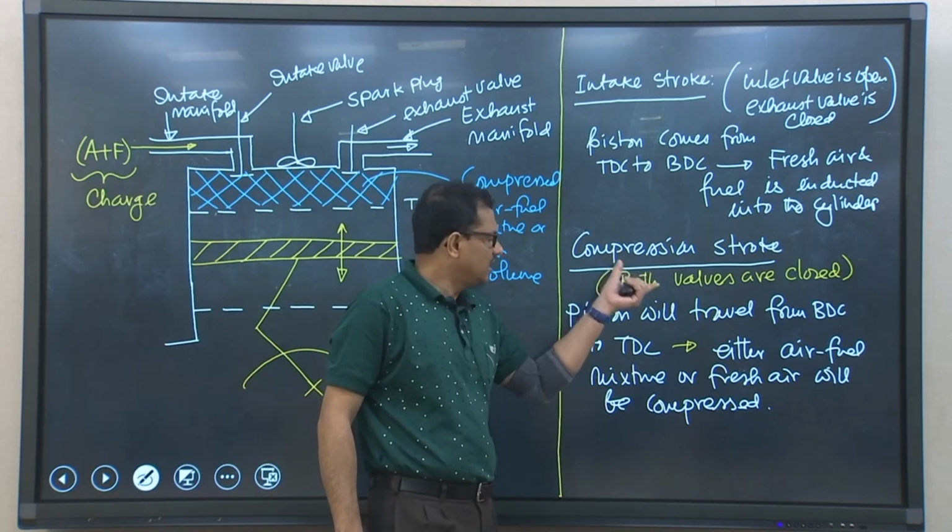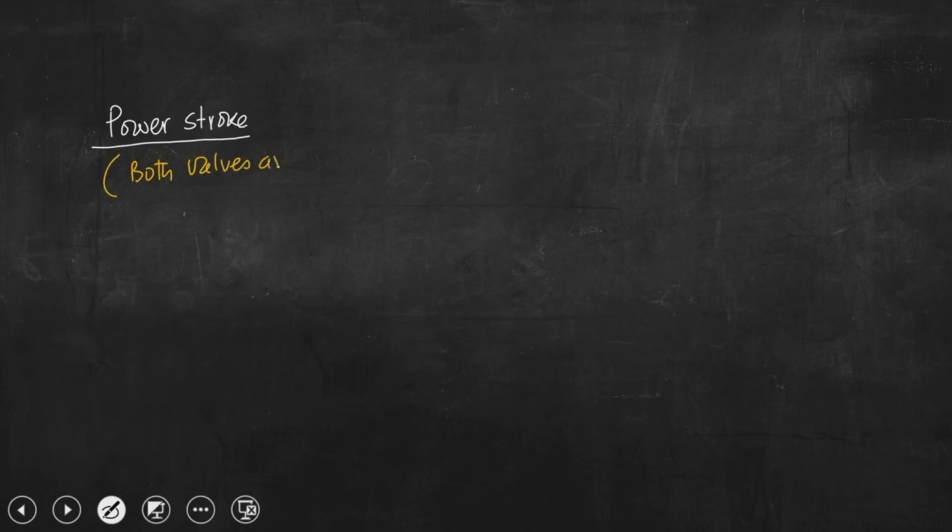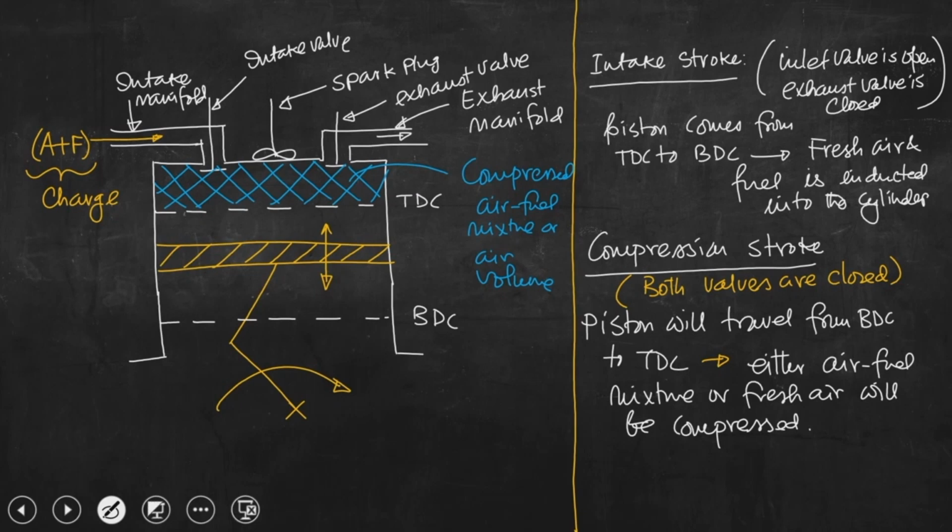Okay. The next stroke is the power stroke. Let me write here, this is the power stroke. Here also both valves remain closed. Let me tell you, the compressed air-fuel mixture or compressed air is occupying this space, and this volume is known as the clearance volume.